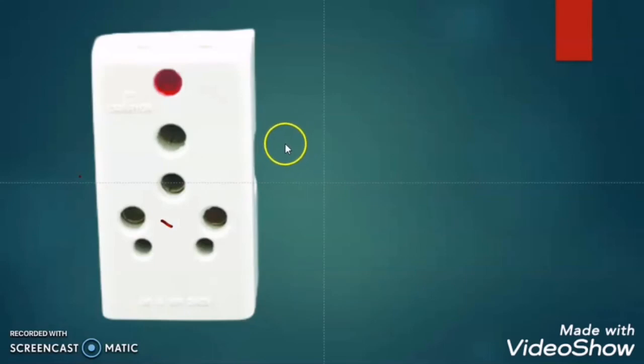Now let us try to understand more interesting facts about the sockets and plugs. Here you can see that this is a 5-pin socket. For single phase, we need 3 pins: one for earth, one for line, and one for neutral. But why is there a 5-pin? Is it for 3-phase? In 3-phase, we need 5 points: 3 for phases R, Y, and B, 1 for neutral, and 1 for earth. So my question is, is it for a 3-phase system?